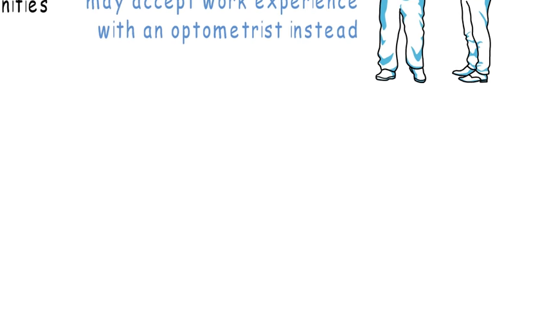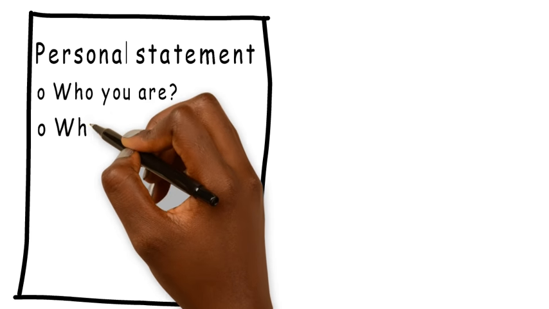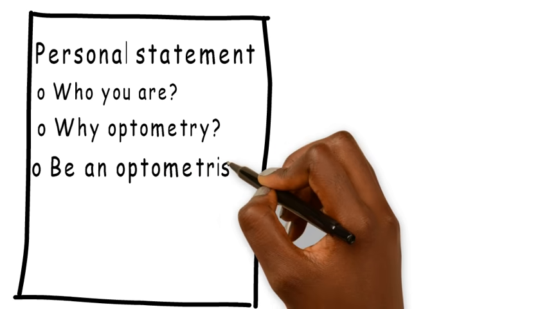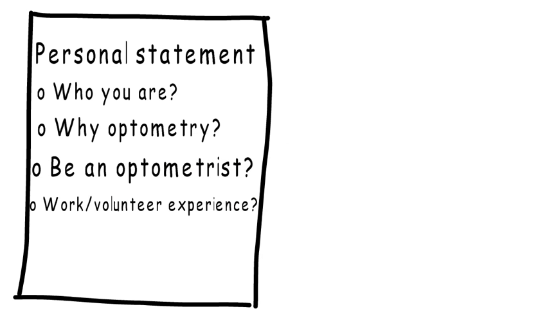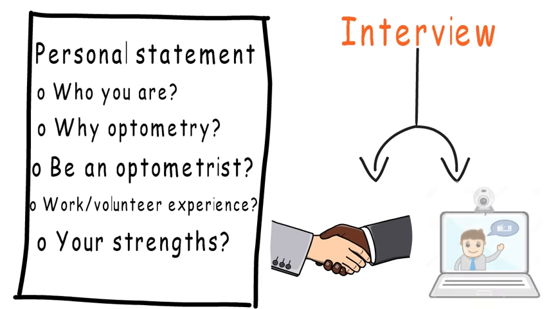Next thing to do is to write a personal statement, which is a brief letter explaining who you are, why you love optometry, why you want to be an optometrist, work and volunteer experience, and your strengths. Remember, this is your opportunity to sell yourself and show admission committee why you are a good candidate. Just make sure you have everything organized and completed in time for application cycle. If successful, they will offer you an interview. This could be done either in person or via video chat.